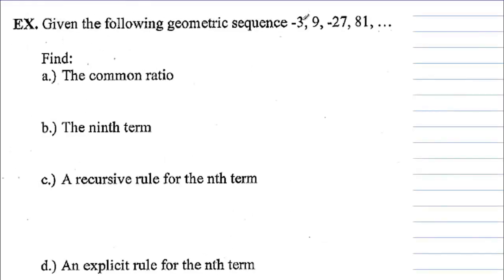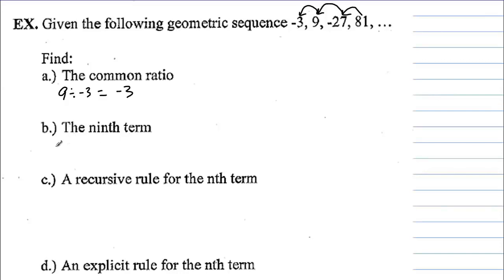Given the following geometric sequence, -3, 9, -27, 81, I want to find the common ratio. Well, 9 divided by -3 is -3. -27 divided by 9, that's -3. All of these should be -3 when you divide.